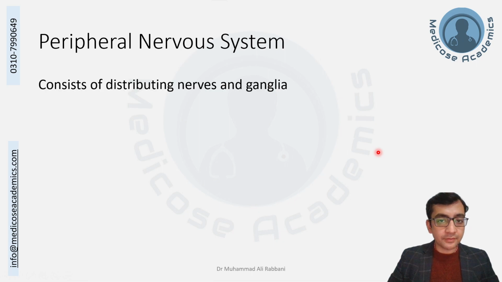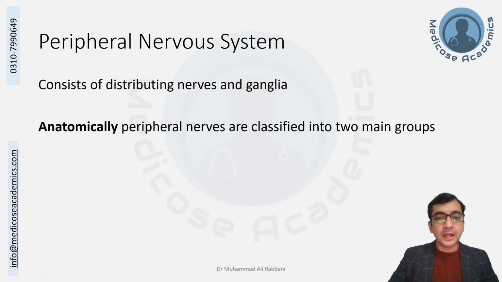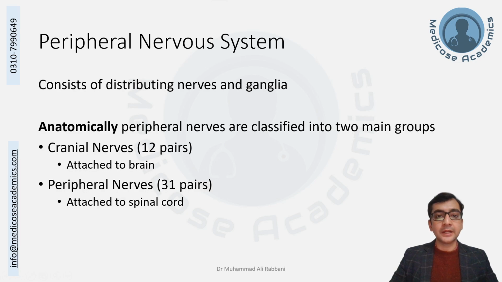Talking about the peripheral nervous system, it consists of the distributing nerves. The nerves consist of, as you remember, the neurites or the cell processes, and ganglia. These are the cell bodies that are present outside. Anatomically, depending upon their origin, they are classified into two main groups. Cranial nerves, these are the nerves that emerge directly from the brain.